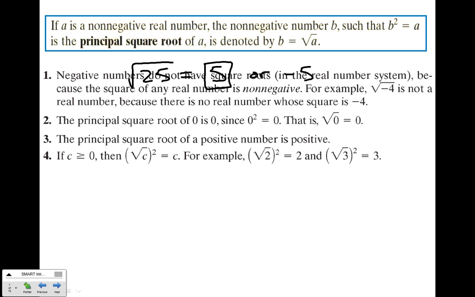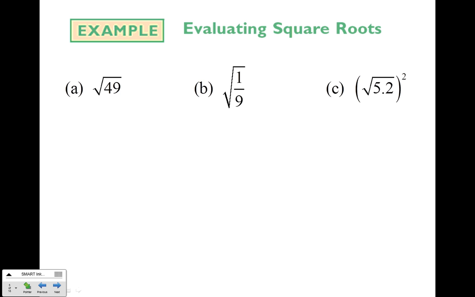All right, and so we're going to go through some steps on this. Just remember that the square root of 0 is 0, and you can't square root negatives. Those are the big things. All right, let's take a look here. Square root of 49.